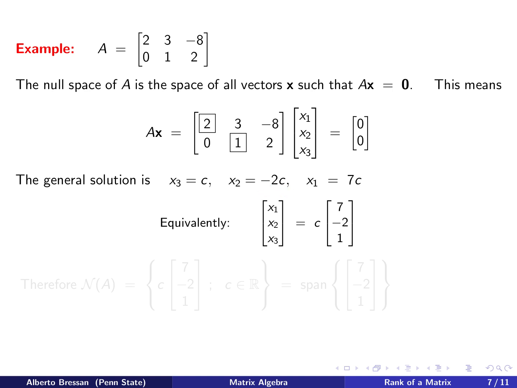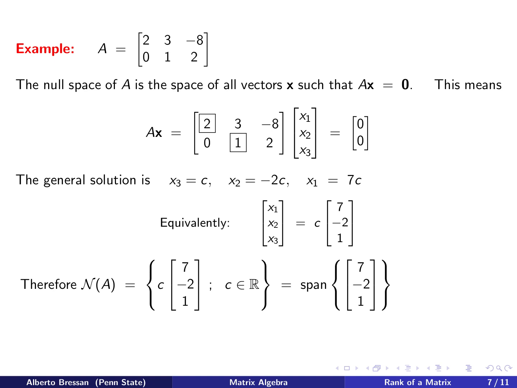Now to find x1, we can plug in the solution for x2 and x3 into the first equation and solve for x1. You can easily carry out this calculation, and you will find that x1 is 7c. So the solution here, x1, x2, x3, will be 7c, negative 2c, and c. And we can take the c out and write it as c times this vector, 7, negative 2, and 1.